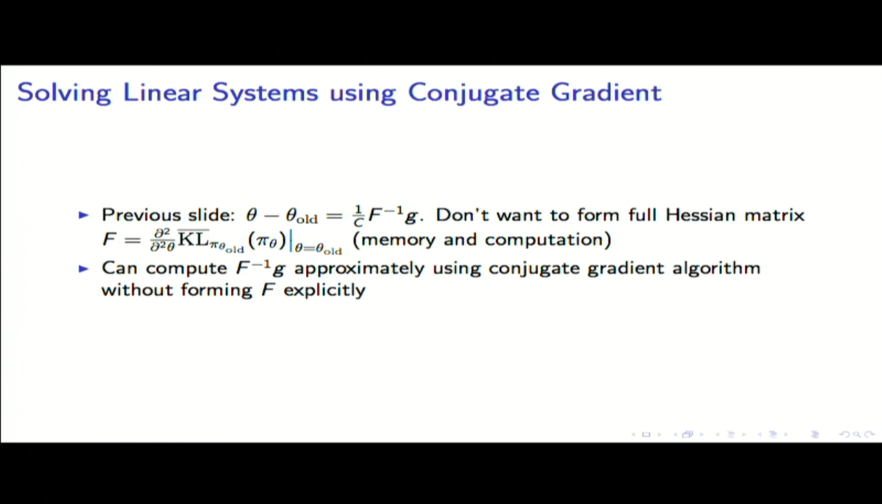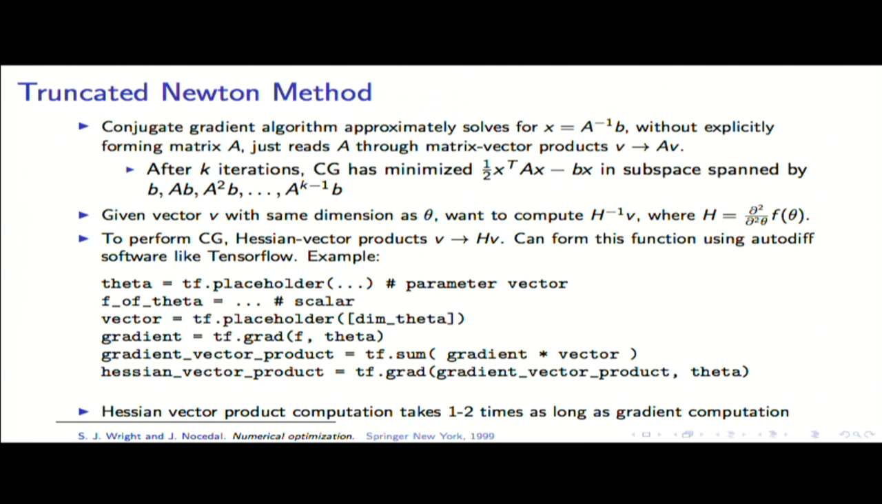So we definitely don't want to do that. What we can do instead is compute this step approximately using the conjugate gradient algorithm, without forming our Hessian matrix explicitly. This is a pretty common and useful optimization tool which appears in a lot of different places. Even if you don't use this in reinforcement learning, it's worth knowing about this kind of second order optimization. It's not necessarily that well known in all fields. It's well known in some fields, but not others.